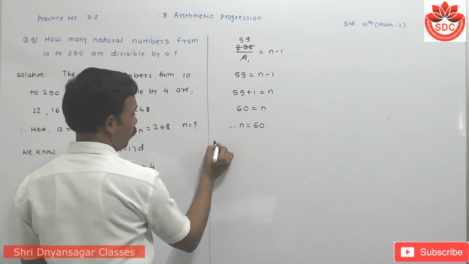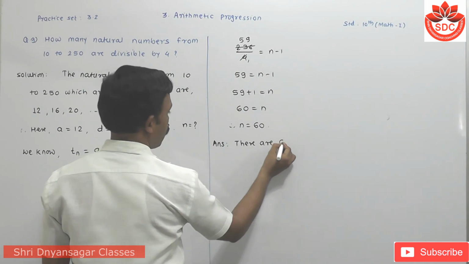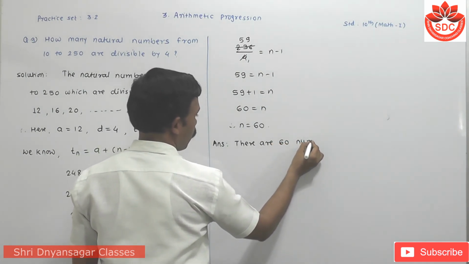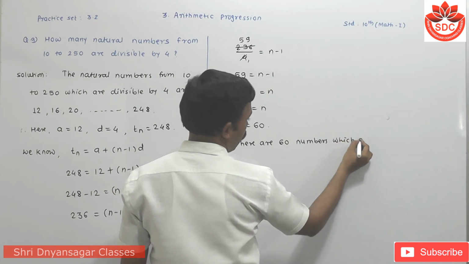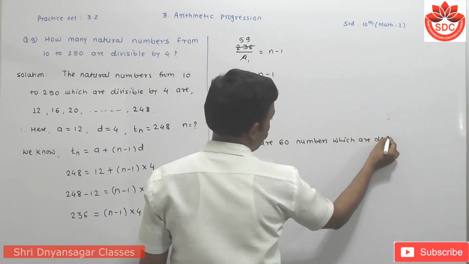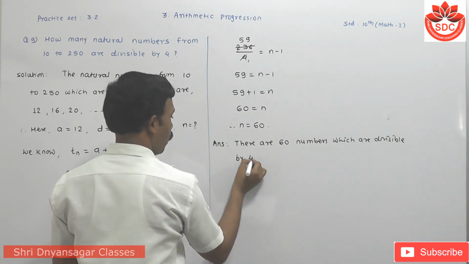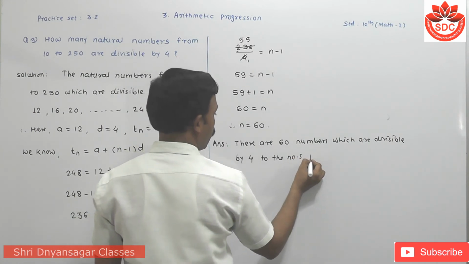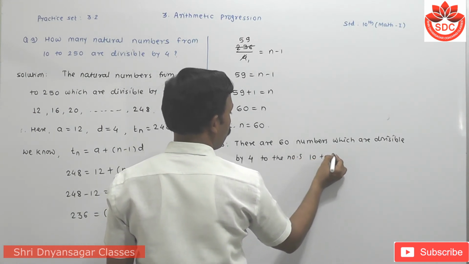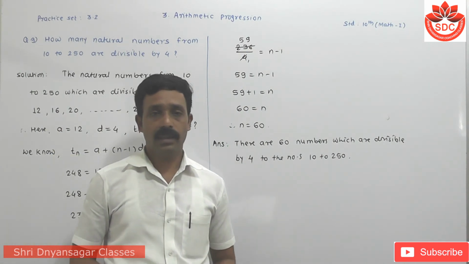Therefore, the answer in a full sentence: there are 60 numbers which are divisible by 4 from the numbers 10 to 250. Can you understand? We take the next question.